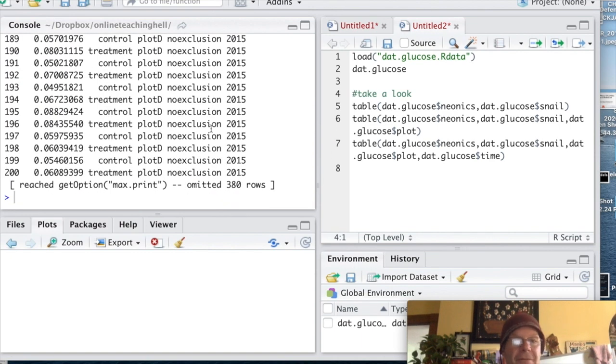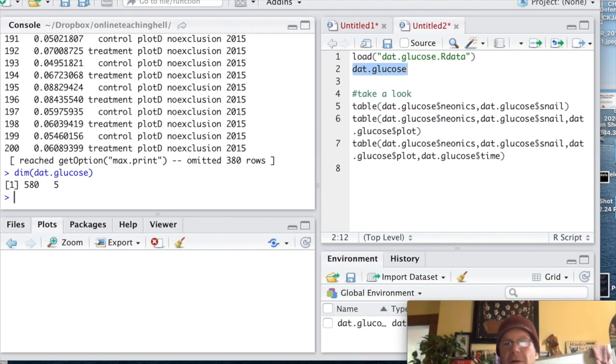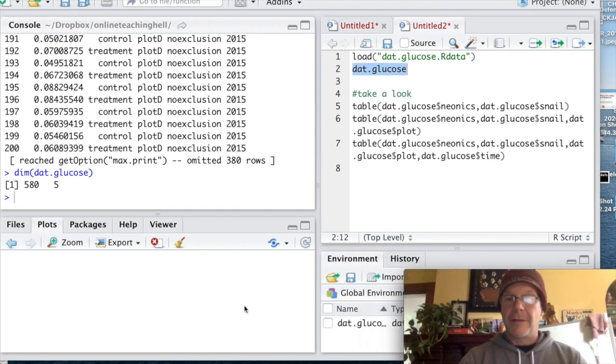So when you have data like this, and this is a pretty good sized piece of data, there's 580 rows, right? So there's a lot of information there. It's a good idea to just take a look at it, make sure that it all makes sense and that you understand how the experiment is set up, especially if you're not the one who did the experiment, but you're trying to help somebody else think about their analyses. So we could start by using this function called table. And I'm just going to say table neonics by snail.